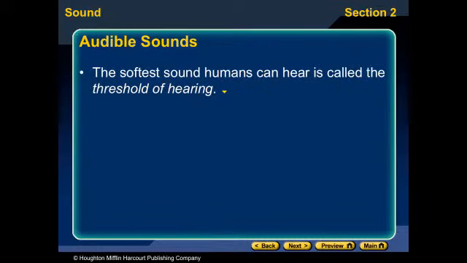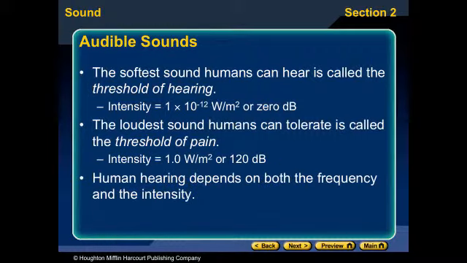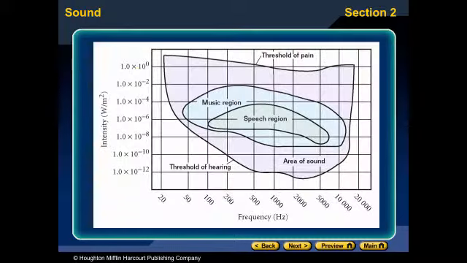So we kind of talked about this, that the threshold of hearing is the softest. We looked at the 0 decibel, and then the loudest sound that you can tolerate is called the threshold of pain. That is at about 120 decibels. And it does depend on frequency and the intensity. At the very bottom, there is a tone generator that you can test your hearing based on frequency, but human hearing does rely on both the intensity and frequency.